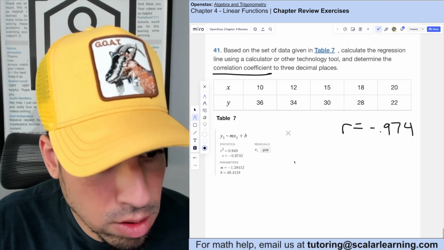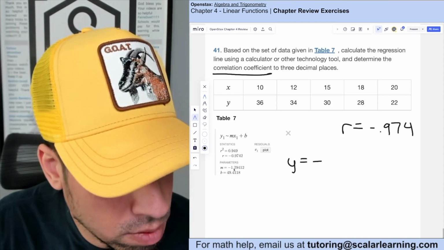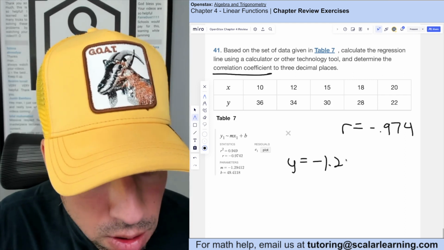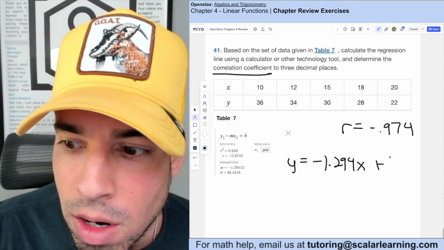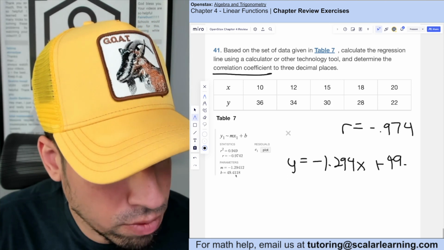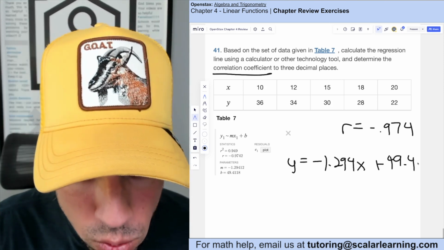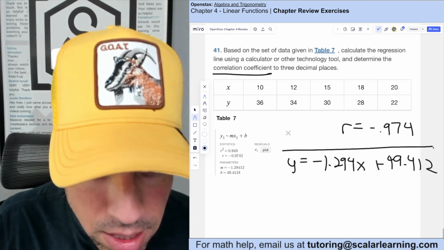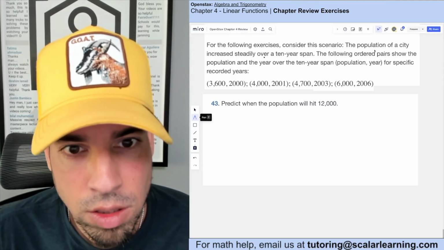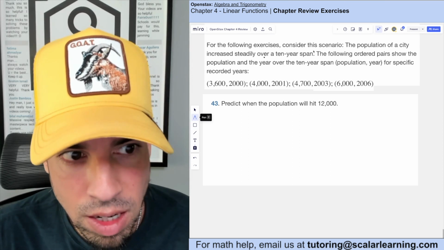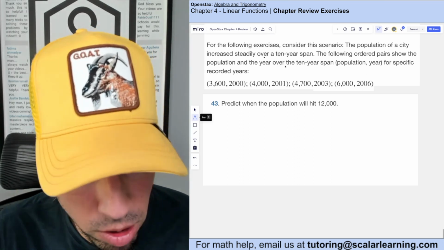We got a correlation coefficient of negative 0.974, and my slope would be negative 1.294, times x, plus that y-intercept of 49.41, and then we'll round up to 0.412. That's the answer. Boom, done.